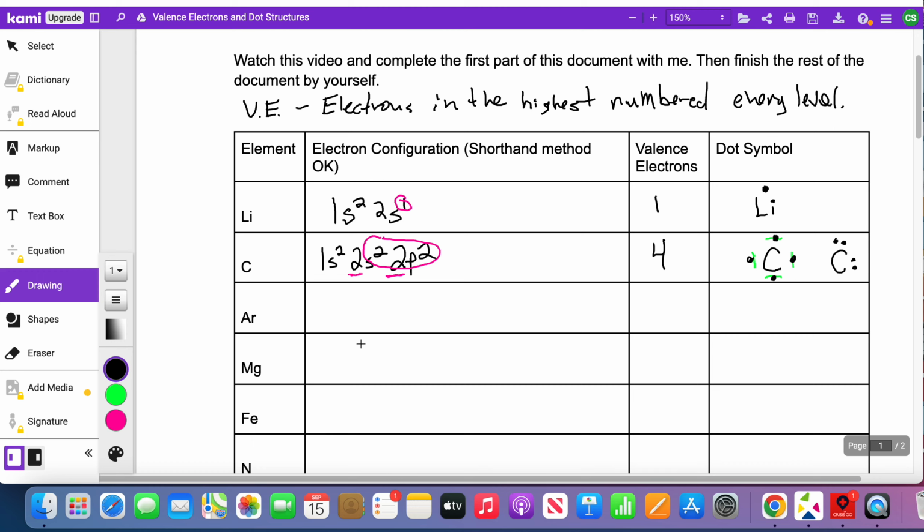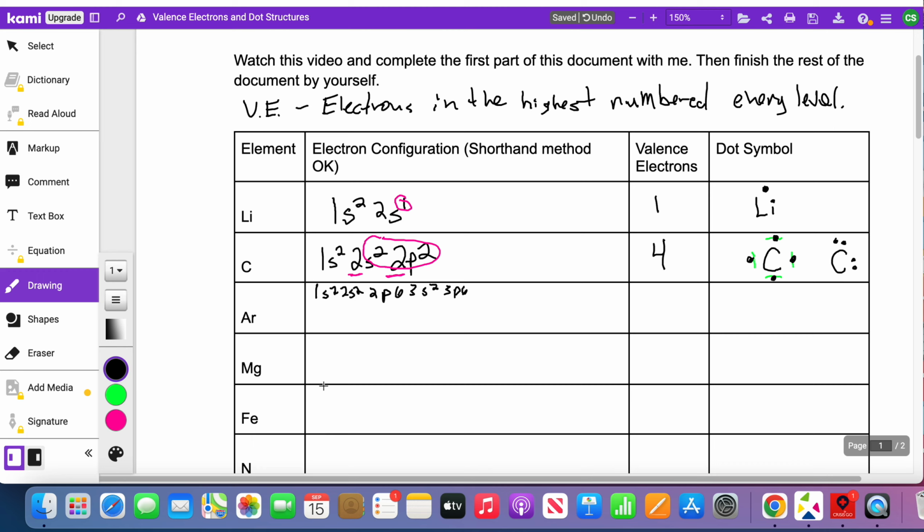All right, now let's do argon. Argon's kind of getting down there a little ways. It's number 18. I could write it the long way. Let me just do that quick. 1s2, 2s2, 2p6, 3s2, 3p6, and that would be it. And so that's 18 electrons.